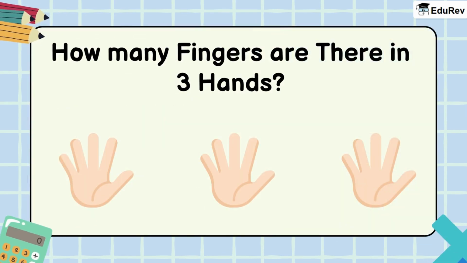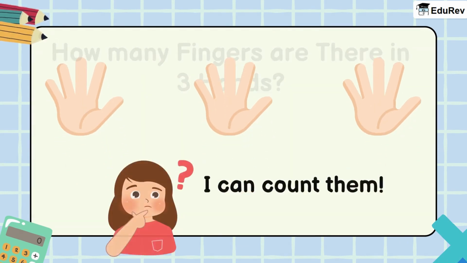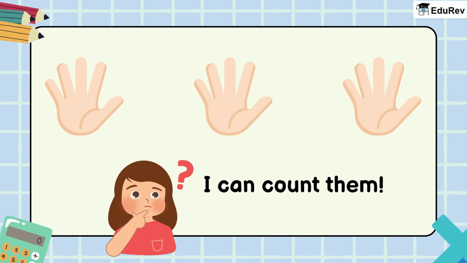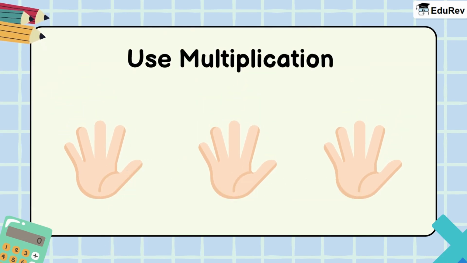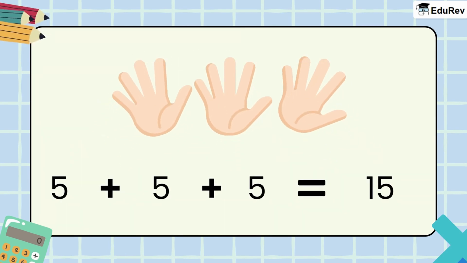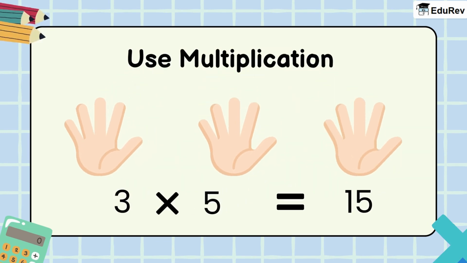Now, what would you do if we want to find the total number of fingers in 3 hands? We can count the fingers one by one. But this is a very long way of doing it. We can use multiplication to make it easier and quicker. We can just add 5 plus 5 plus 5 equals 15. We can write the same thing as 3 times 5 equals 15.